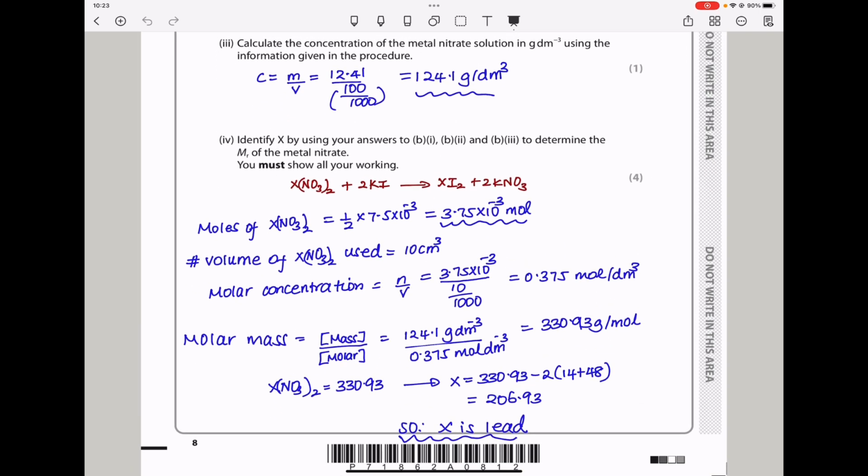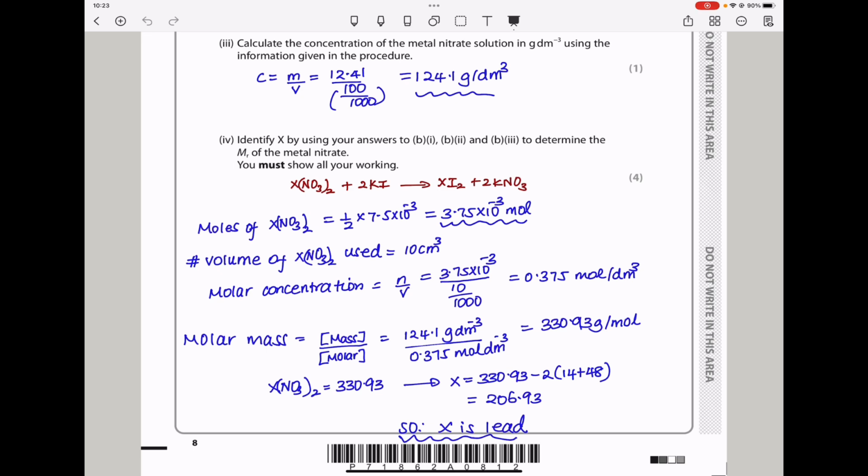The next part was to find molar mass. Molar mass is equal to mass concentration divided by molar concentration. Since I already have the mass concentration here, and I've calculated the molar concentration, if you follow the units, molar mass is gram per mole, mass concentration is gram per decimeter cubed, molar concentration is mole per decimeter cubed. If these units are cancelled out, you get the units gram per mole, which is molar mass. So this is what I used, mass concentration divided by molar concentration, and I got 330.93 gram per mole. So this is the molar mass of the metal nitrate.